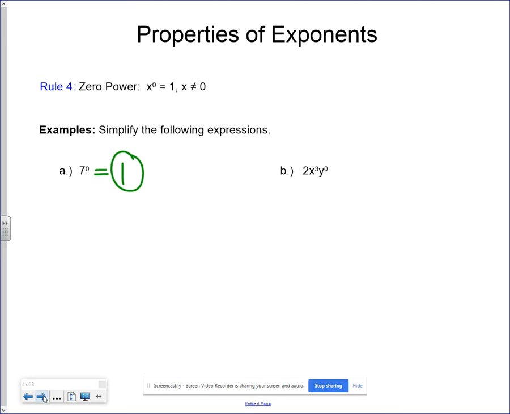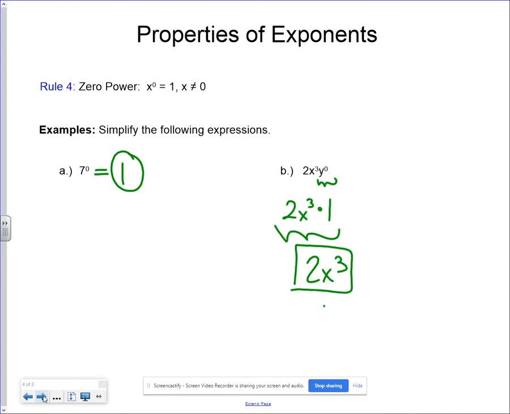Okay? Now, let's look at B. A mistake that students make on B is they say the answer is 1. But the answer is not actually 1. Because the whole thing is not to the 0 power. Only the variable y is to the 0 power. So what is y to the 0? 1. And then 2x to the third is just 2x to the third. So we got 2x to the third times 1. 2x to the third times 1 is just 2x to the third. So now it's simplified.